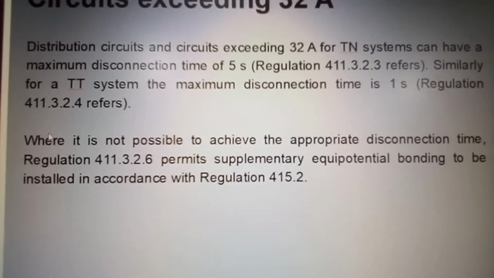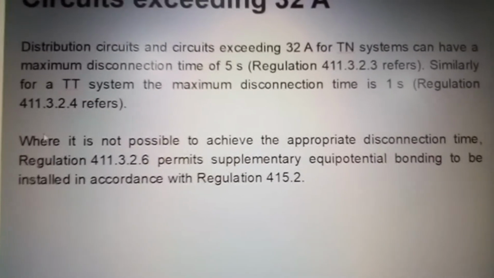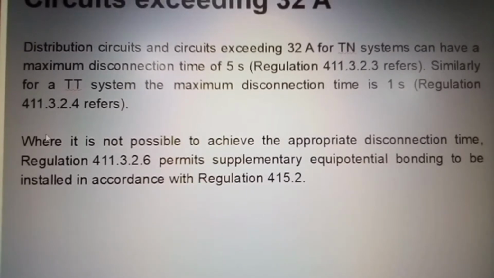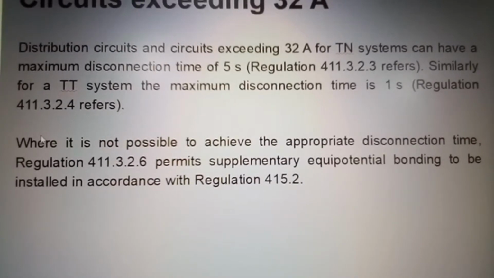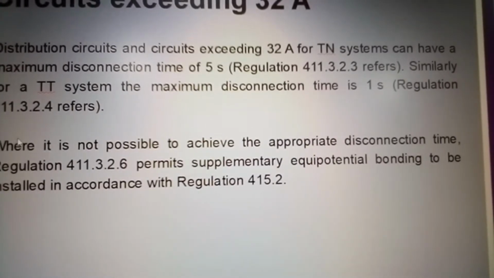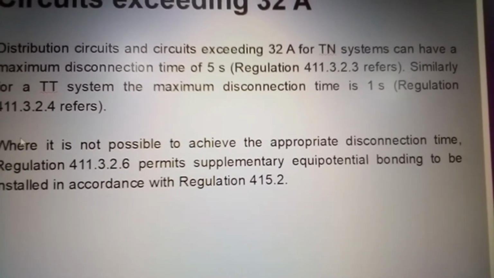Now, circuits exceeding 32 amps, distribution circuits, and circuits exceeding 32 amps for TN systems can have a maximum disconnection time of 5 seconds. And it tells you which regulations to look at, 411.3.2.3. Similarly, for a TT system, the maximum disconnection time is 1 second. And again, it gives you the relevant regulations which you need to look up and refer to. Where it is not possible to achieve the appropriate disconnection time, regulation 411 etc. permits supplementary equipotential bonding to be installed in accordance with regulation 415.2.